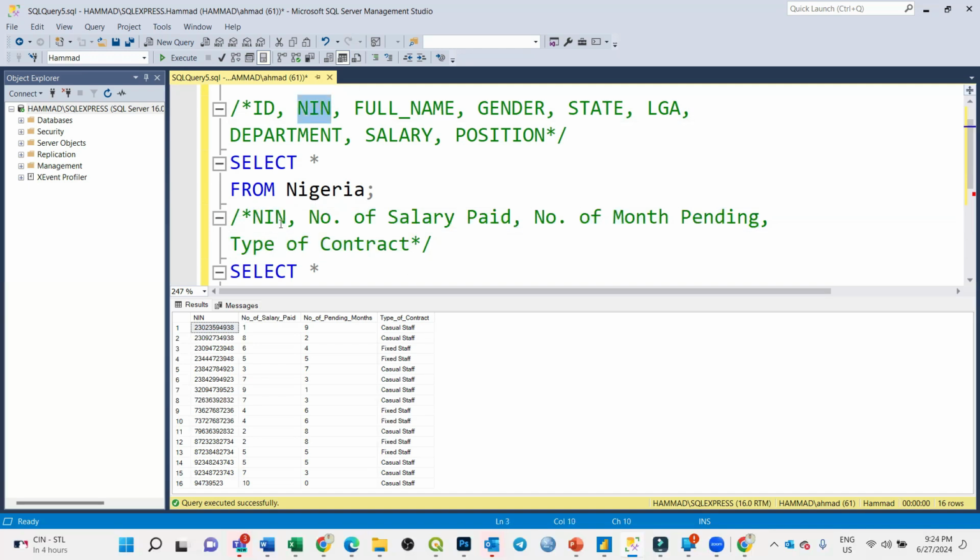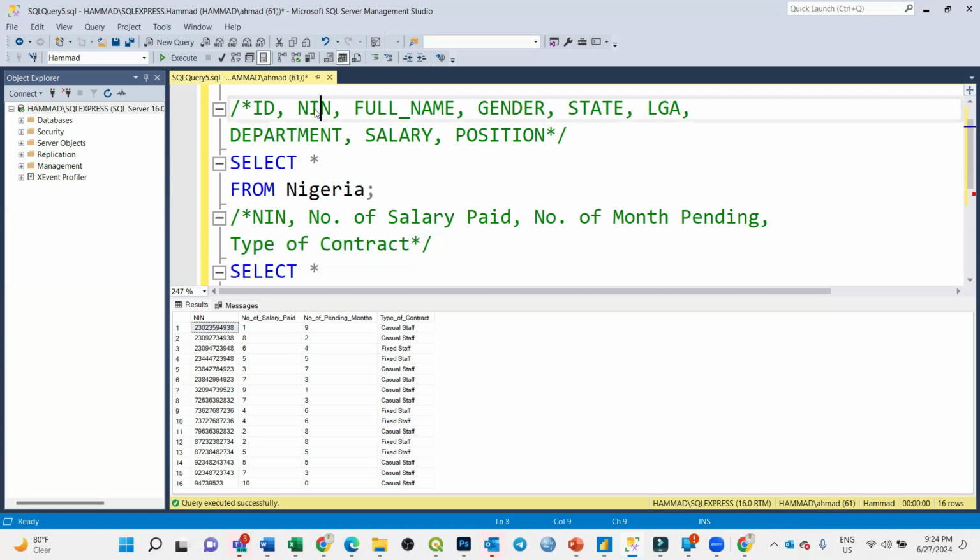So we have NIN here. We also have NIN here. So we will use this NIN. I'm explaining the join. Please understand this. We will use this NIN to join this particular table when we want to know the full name of somebody and the type of contract that that particular person has in the company. So this is what brings the join.